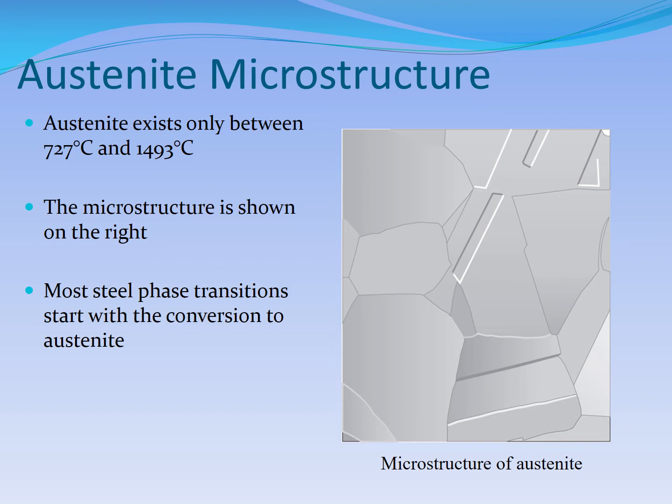The austenite microstructure, right? Austenite exists between 727 and 1493. The structure looks like this. The structure of austenite looks like big slabs of certain grains with some lines of the other one, right? So this is what austenite under a microscope looks like.